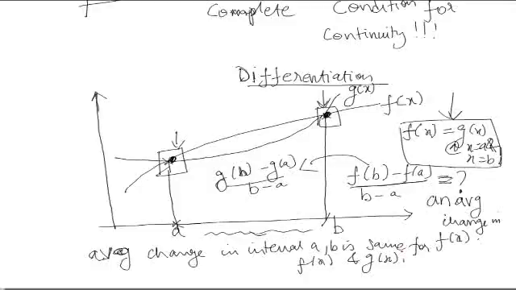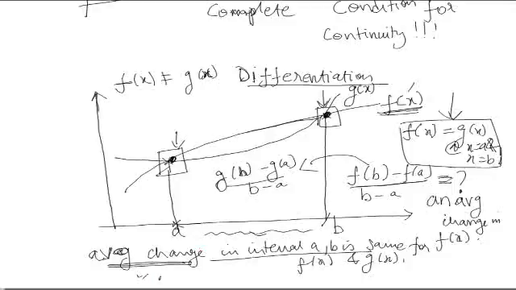So though f of x is not same as g of x, they are totally two different functions, but still their average rates are same. Their average rates in this interval is same. So this average change is not so useful in analyzing f of x because it is not unique.